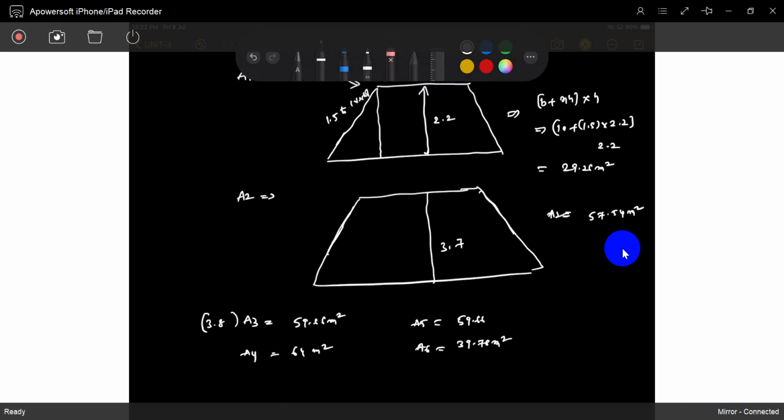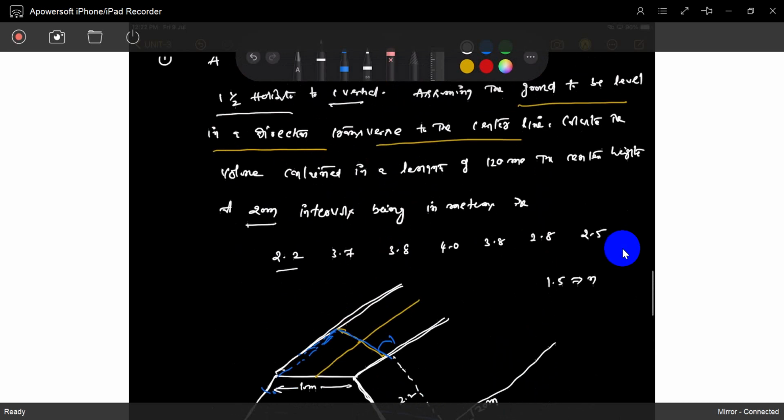39.76. What is A7? 37.34 meters square, because he gave 7 ordinates: 1, 2, 3, 4, 5, 6, 7 ordinates. That means 6 segments are there. Understood? 6 segments or 6 intervals are there.